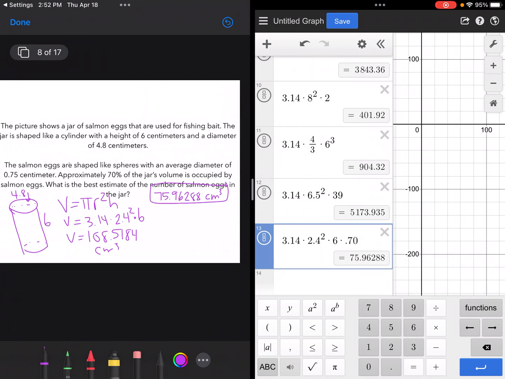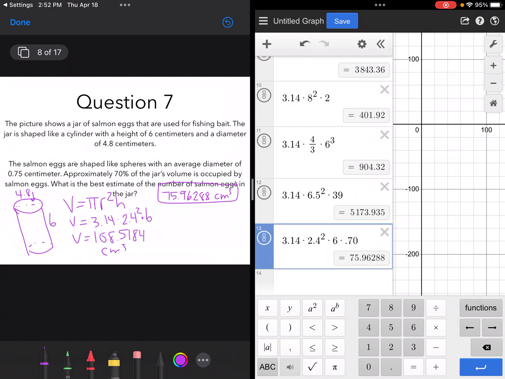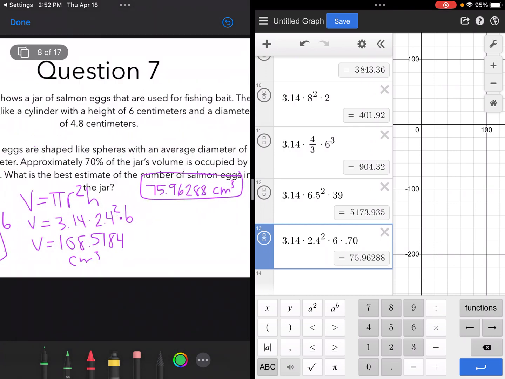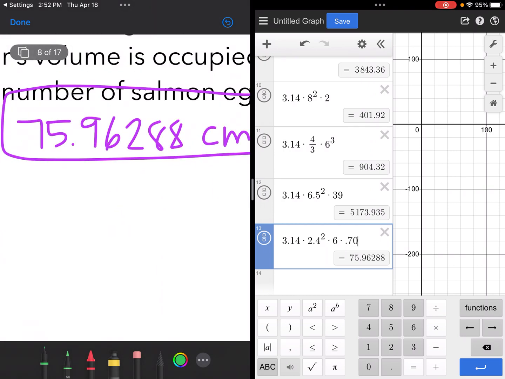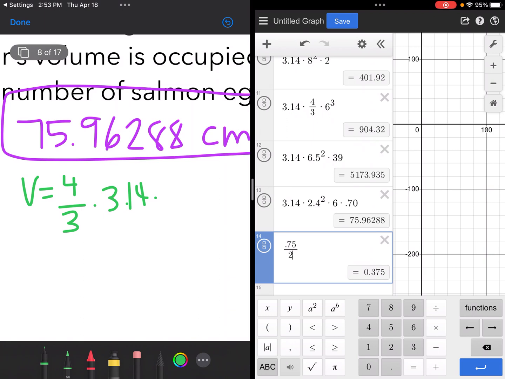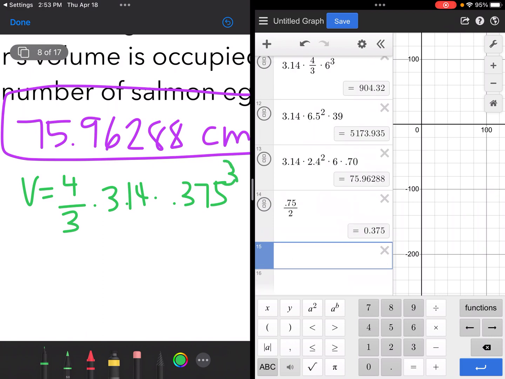So then I need to figure out the volume of a salmon egg. So we know that the diameter is 0.75. So we have volume equals 4/3 times 3.14 times half of 0.75, which is 0.375, and that's going to be cubed. So let's check that.